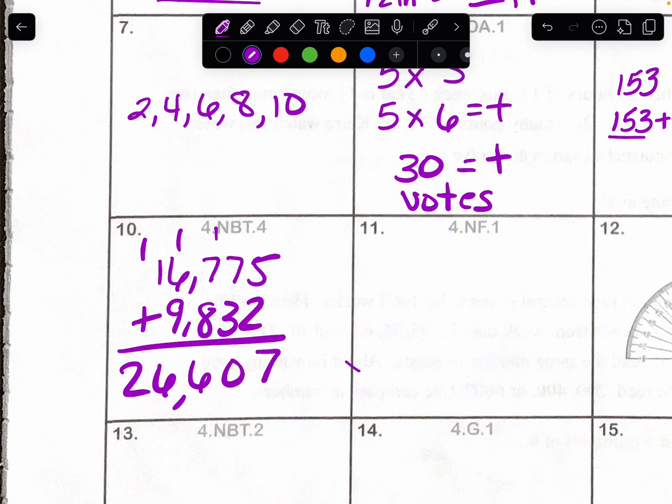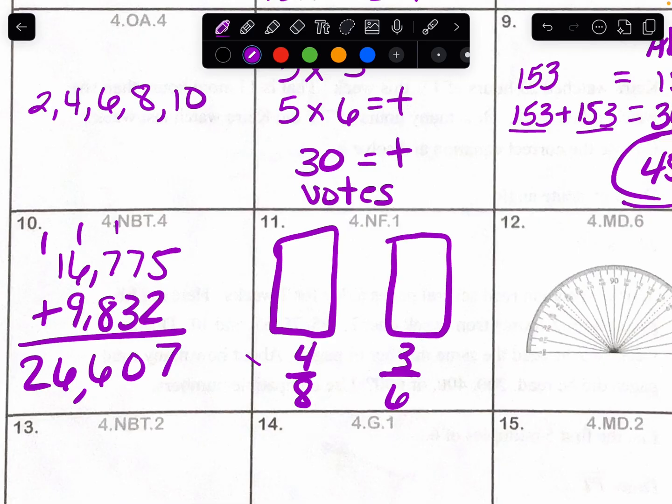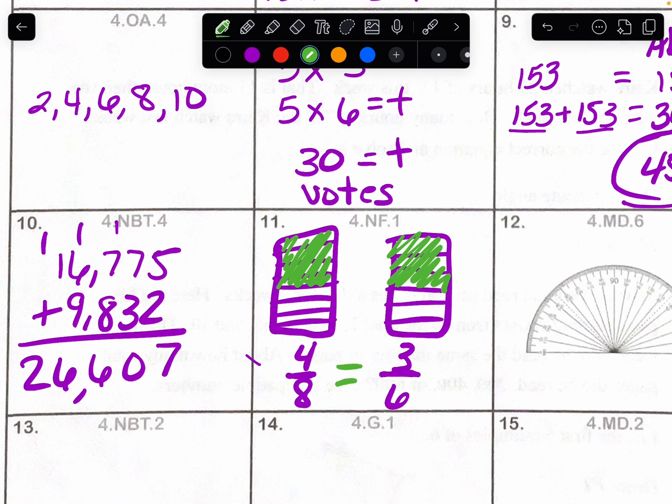Number 11 says draw a fraction model to show 4/8 and 3/6. I'm going to use a rectangle. 4/8, I need 8 pieces. And we're going to shade in 4 of those. All right, I need 6 pieces here, and I will shade in 3 of those. All right, so if you take a look there, they actually are equivalent to each other.